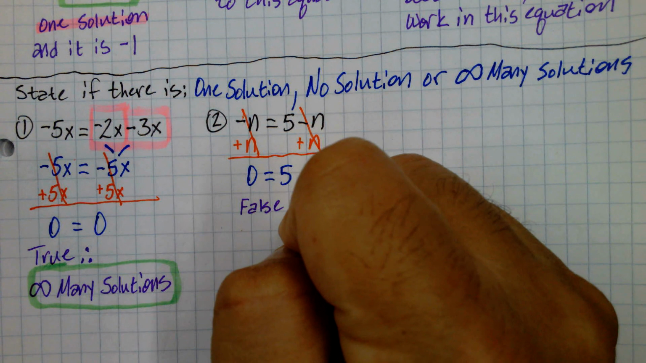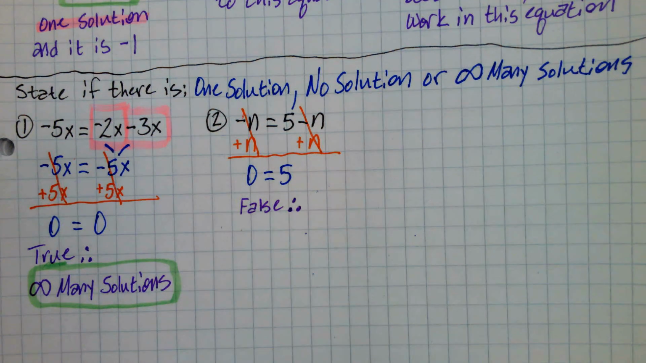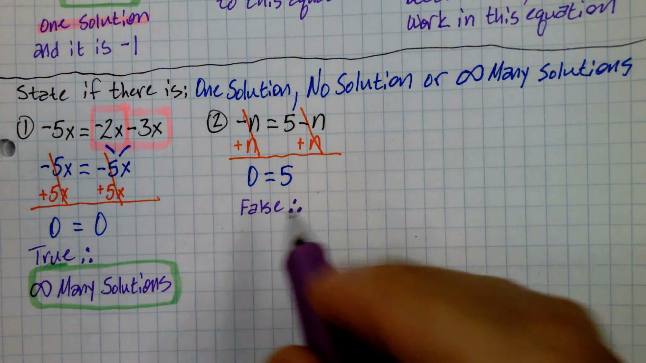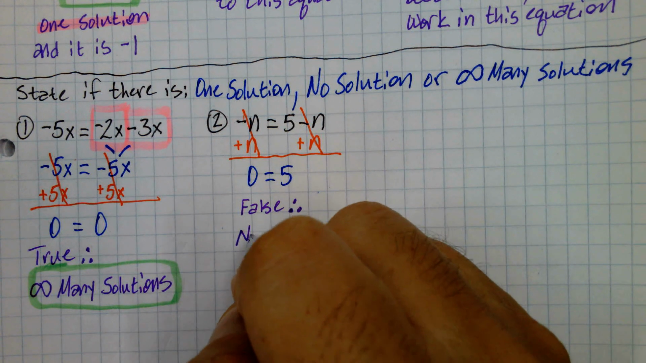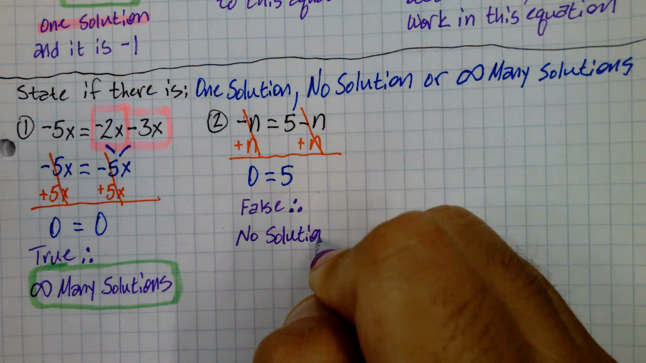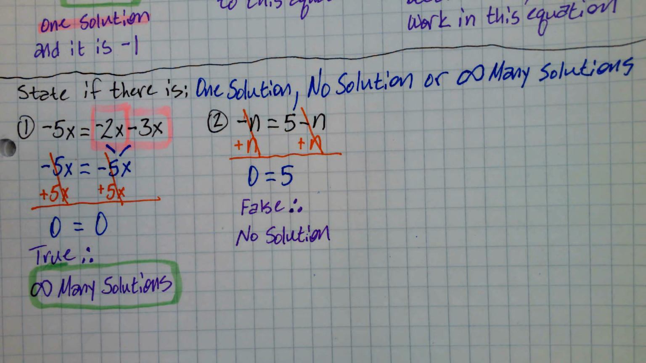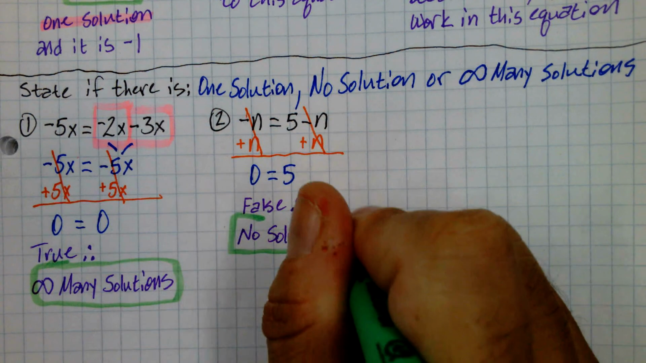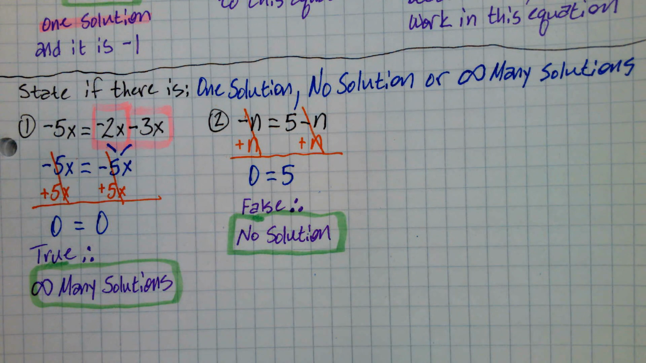Therefore, what is a false going to be? It's going to be a no solution. Okay, so in this case, we ended up with something that makes no sense. It's false, so it's a no solution. Okay.